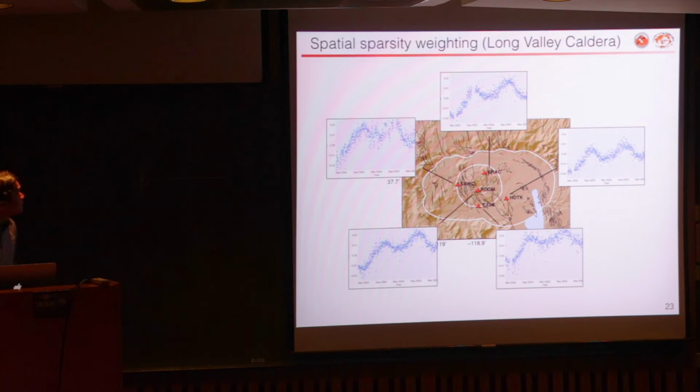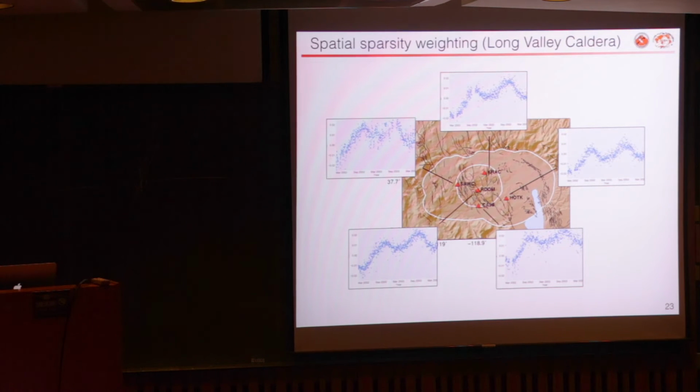To illustrate that, let's say here are 5 GPS stations. This is real data over the Long Valley Caldera in California, which experiences these episodic uplift and subsidence events. And if you look at the raw data, you can see we have these seasonal effects, perhaps some long-term secular motion, and a transient inflation event.